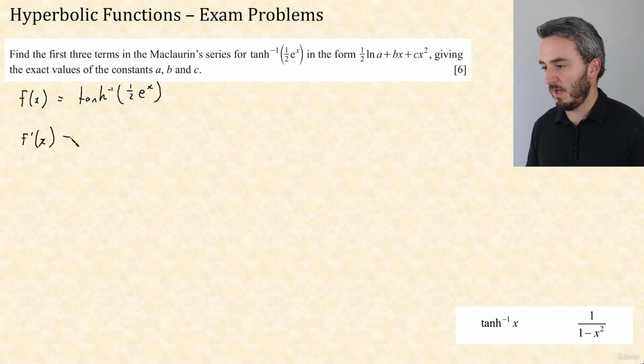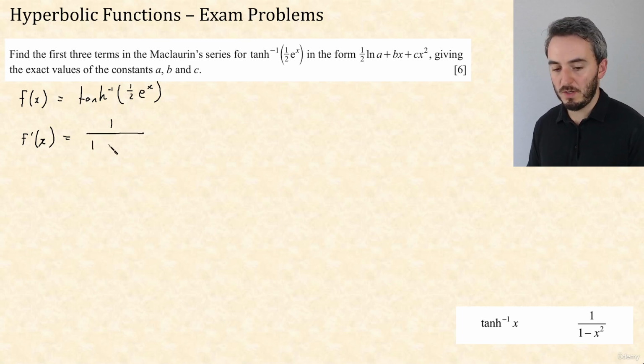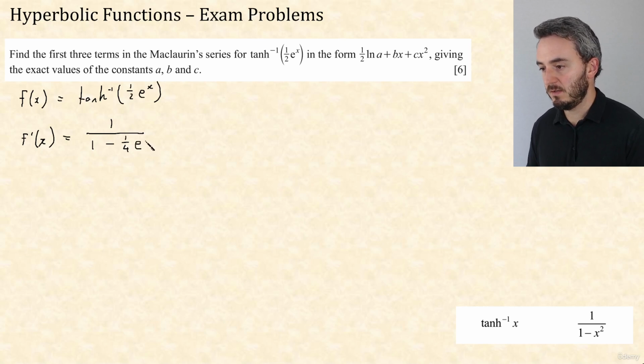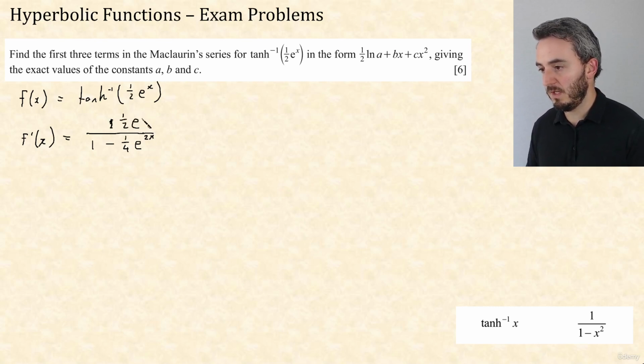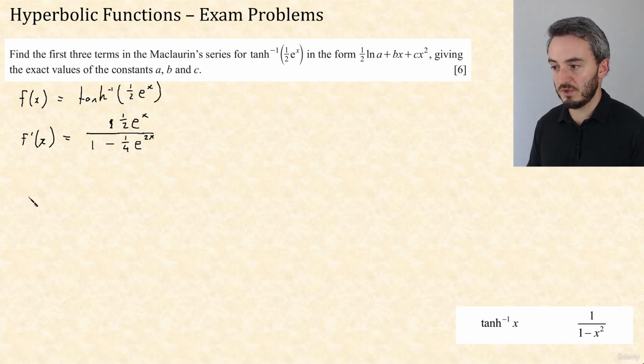So the derivative of that, well, it's artanh of some stuff. The derivative of artanh of some stuff is 1 over 1 minus that stuff squared, which is a quarter e to the 2x, multiplied by the derivative of that stuff, which is half e to the x. I'll just put that up here, half e to the x. So we now have the derivative, and it's actually all in terms of exponentials, so that's okay.